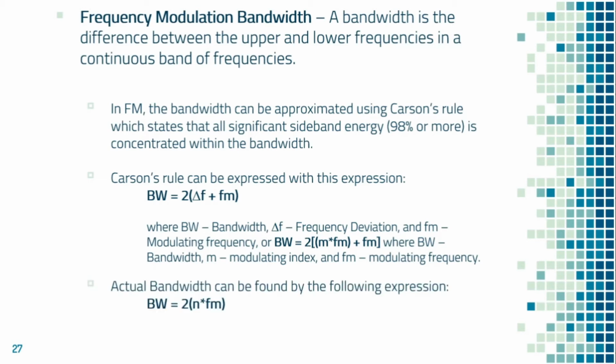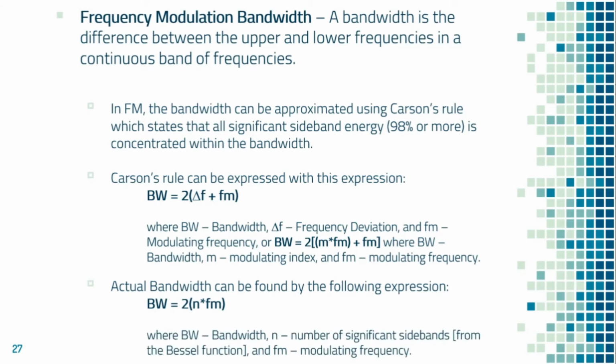So magkaiba yung actual bandwidth sa bandwidth pag using Carson's rule. Kasi Carson's rule is just an approximation of the bandwidth. The actual bandwidth can be found by the following expression, which is bandwidth is equal to 2 times n times Fm, where BW is bandwidth, N is the number of significant sidebands from the Bessel function, and Fm is the modulating frequency. So madalas gagamitin natin yung actual bandwidth pag alam natin yung modulating index nung wave. Pero pagka nandun lang din siya sa Bessel table.